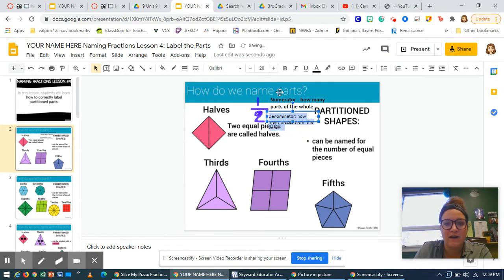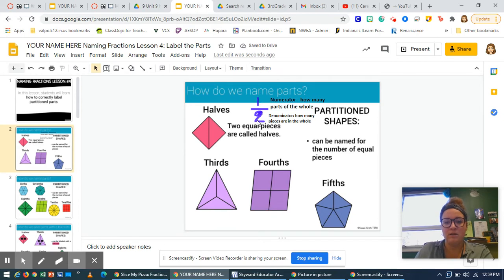So looking at this fraction, if we have a numerator of 1, that means that there is one part, and the denominator is 2. That means that there are 2 pieces total. So 1 out of 2 total. So if I were to look at this shape that has halves, 1/2 would be one part out of 2, which is the total.